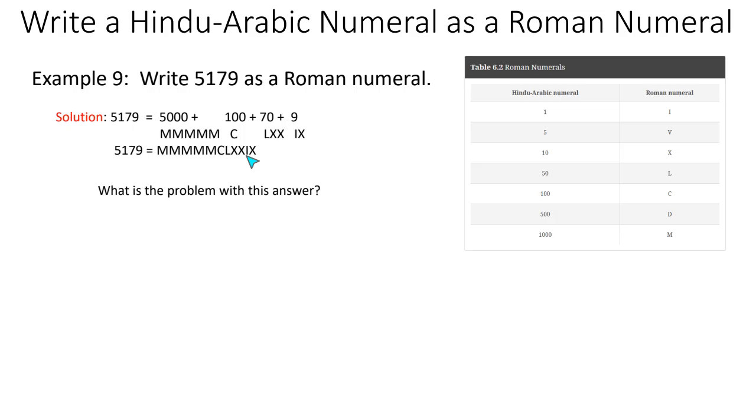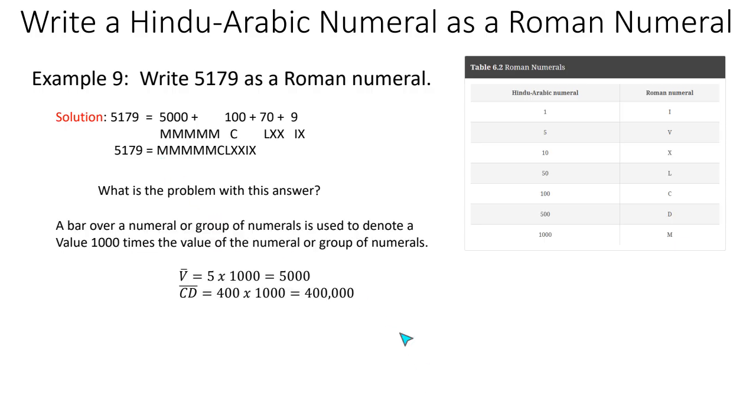Okay, so if you remember the 3 rules that we had at the beginning, the letter M, or basically any of these letters, cannot be repeated more than 3 times. So there's a problem here if we write 5 M's. So let's continue and see how we can fix this problem.